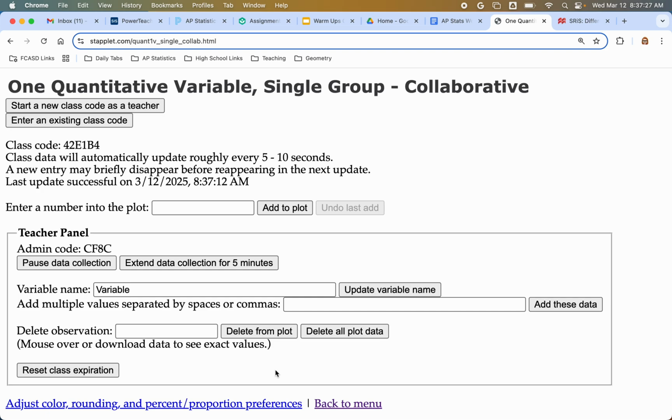I want everybody's numbers in here. You're going to go to this StatKey.com. When you get to that main screen, there'll be a list of choices. You want to look for the one that says one quantitative variable single group, and you want to click on that word collaborative. And then the class code is up there. And again, if you want one person at your table to type them in for everybody, you can do that. Or you can all do it individually if you don't like people at your table.